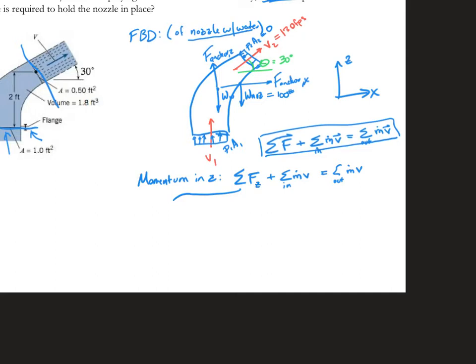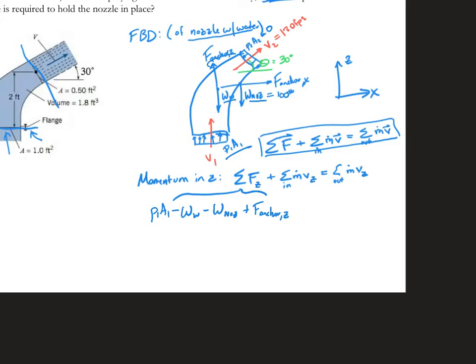Okay, so we're going to split out the sum of forces in the z direction. So what do we have? Let's see. I'm going to start at the bottom. We've got P1A1. Okay, I've got minus weight of the water, minus the weight of the nozzle, W nozzle. I've got plus F anchor Z.